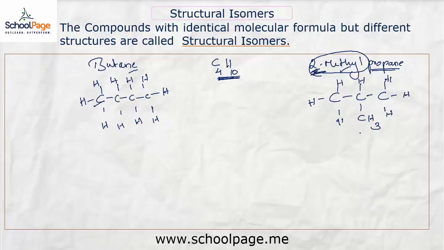Now, how many carbon atoms are there? 1, 2, 3, 4. So there are 4 carbon atoms. Now count the hydrogen atoms. 1, 2, 3, 4, 5, 6, 7, 8, 9 and 10. So hydrogen atoms are 10. Note that the molecular formula for both these compounds, butane and 2-methyl propane, is the same, that is C4H10. Hence these two compounds are called structural isomers.